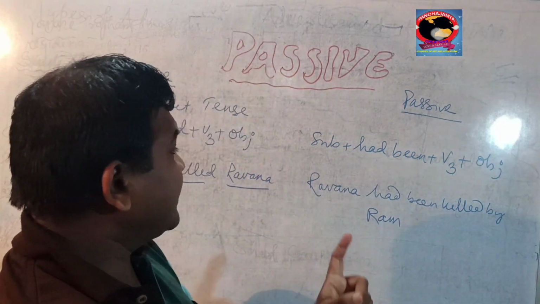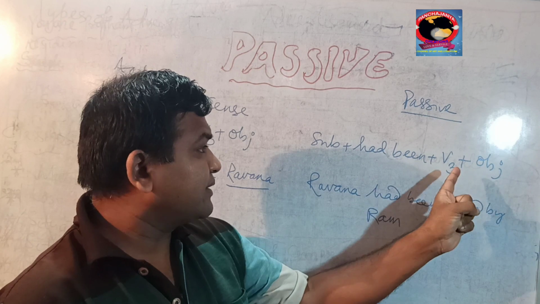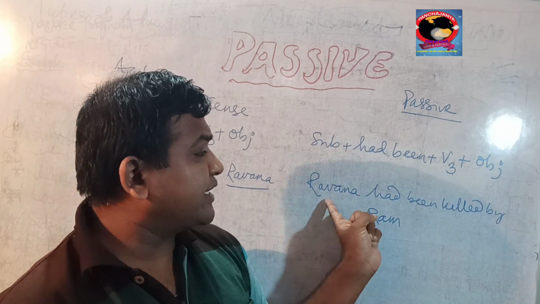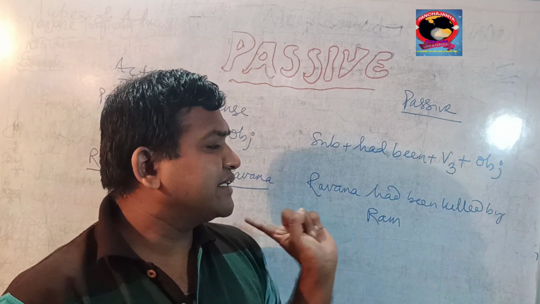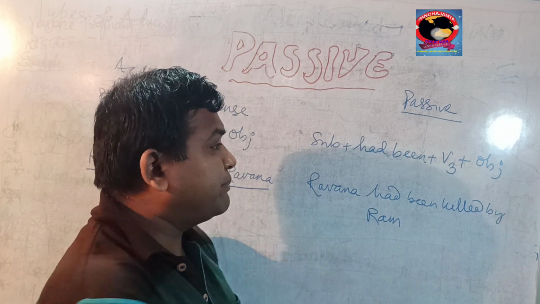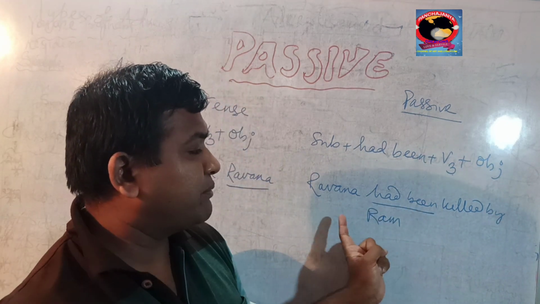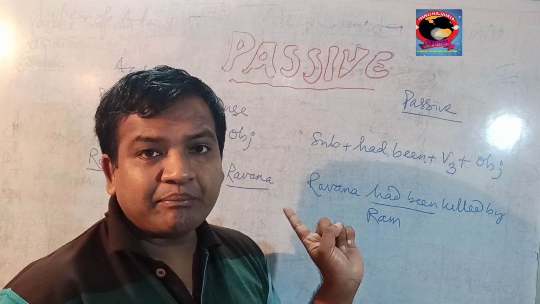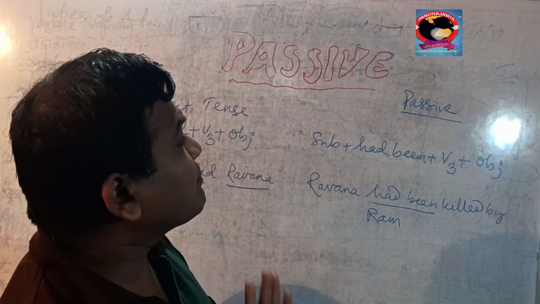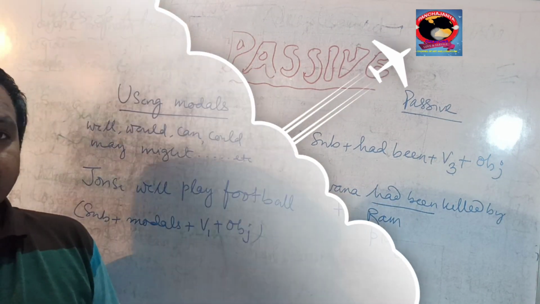So what happened? Ravana, the object, becomes the subject. Ravana had been killed by Ram. Had been has been used, so had been killed by Ram. So this is in the past perfect tense.